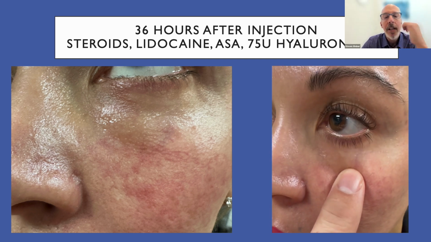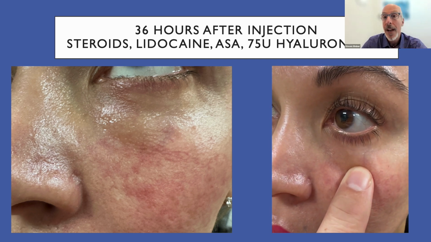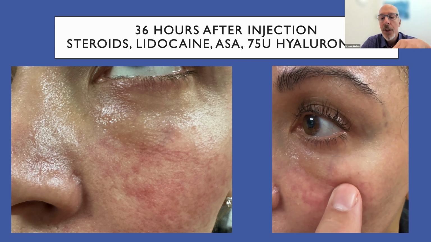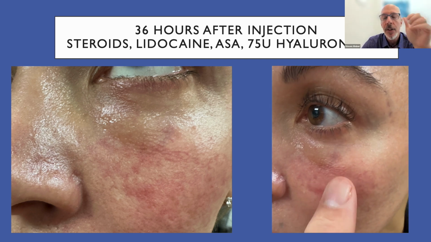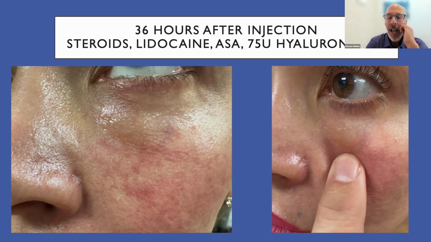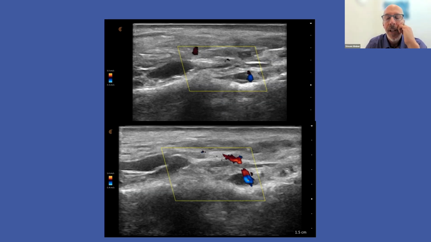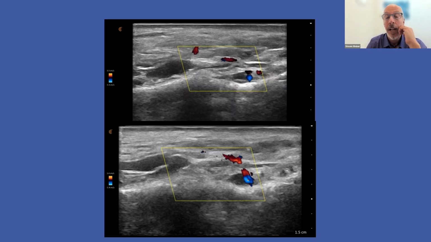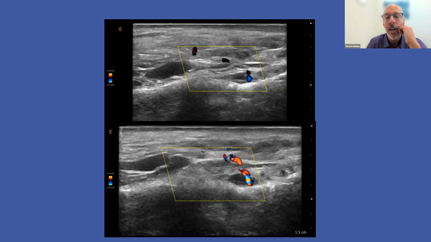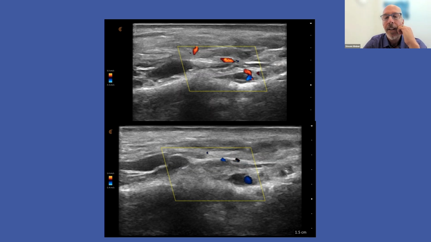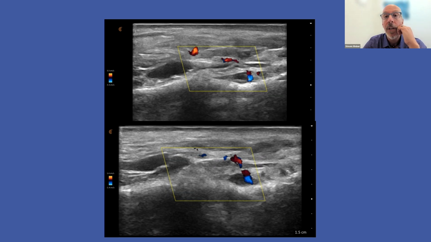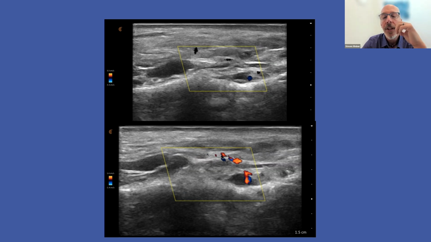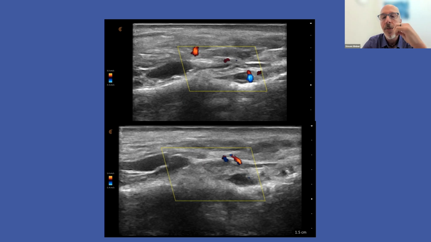And the following day, you can tell that she looked a lot better. Her capillary refill was better. The redness was better. She was feeling less pressure. And then I did the ultrasound. The upper ultrasound is what she looked like before I treated her, and the lower is that next day. You see that there's much better flow in that artery than there was initially. So at this point, I think we're on our way to recovery.